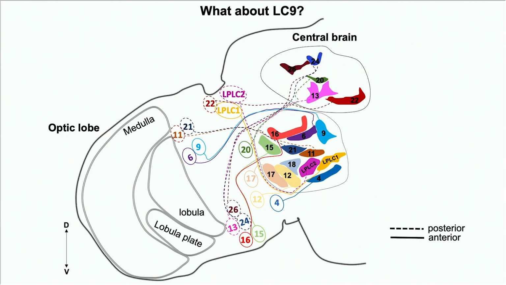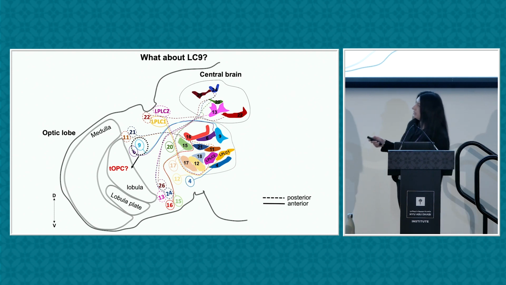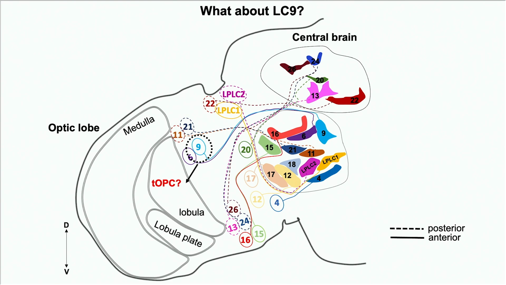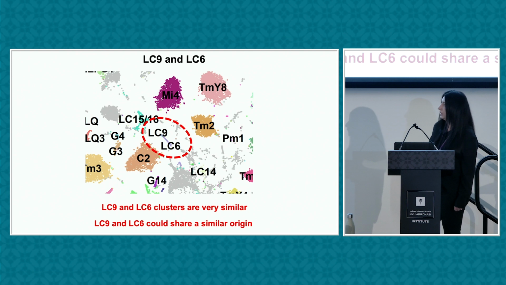So we wanted to know whether other LCs also come from that domain. Here we looked at LC9. LC9 neurons are situated next to LC6. They follow the same trajectory into the central brain, and their optic glomeruli are neighboring. So could they also be coming from the same domain? When we looked at the transcriptome of both LC6 and LC9, we saw that they cluster very close together, meaning that they share a lot of common markers. This was a hint that maybe they are indeed coming from the same neuroprogenitor domain.